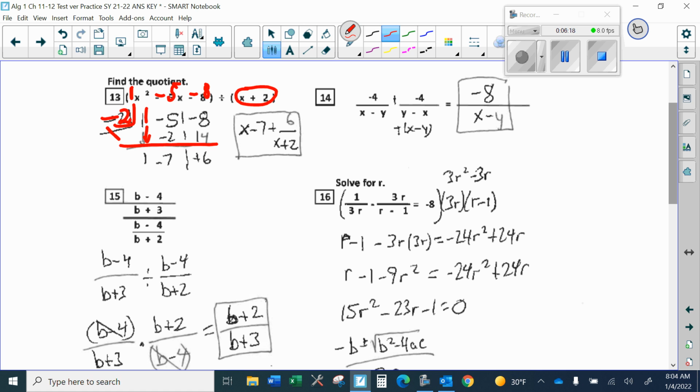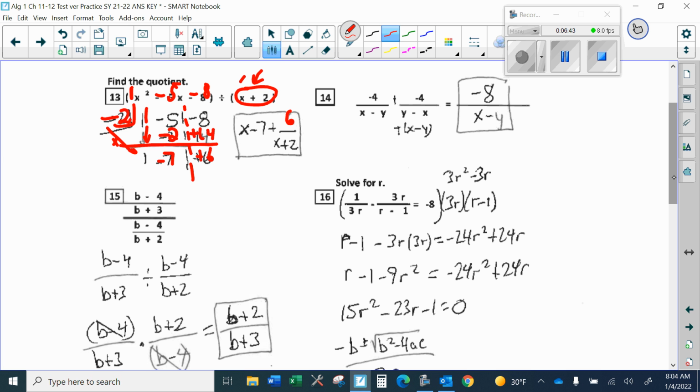You drop the first one down, whatever it happens to be. Then I multiply. Negative 2 times 1, I put it up here, negative 2, then I add down. I get negative 7. I multiply negative 2 times negative 7 is positive 14. 14 minus 8 is positive 6. This last one is always your remainder. So I'm left with x minus 7 plus that remainder 6 over this divisor right there, x plus 2.